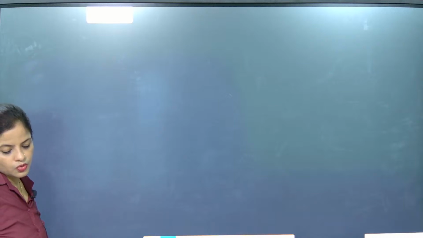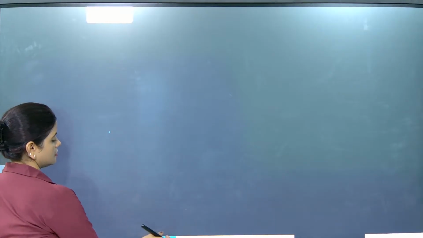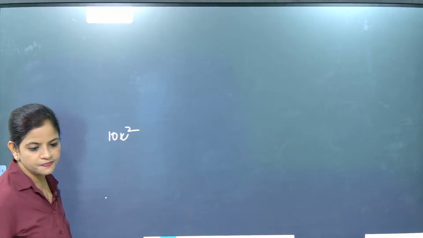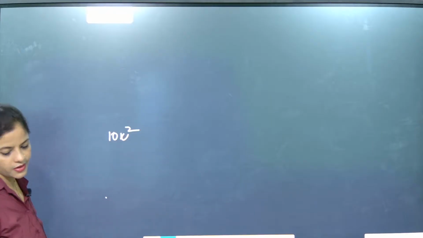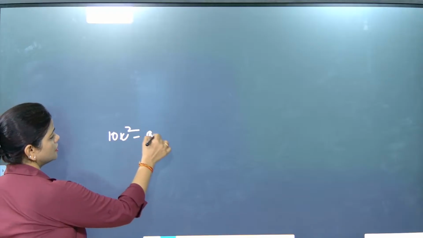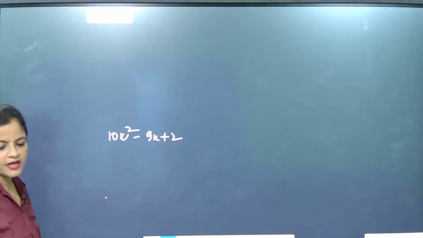Tomorrow whatever doubts are there, first bring the doubts to us. So the factorization question is 10x square minus 9x plus 2. Come on, go for it. 10x square minus 9x plus 2.